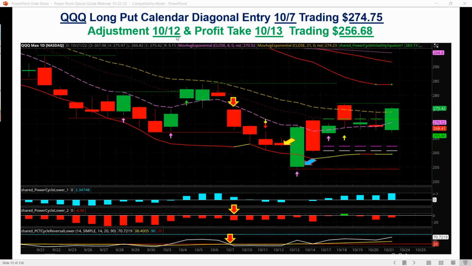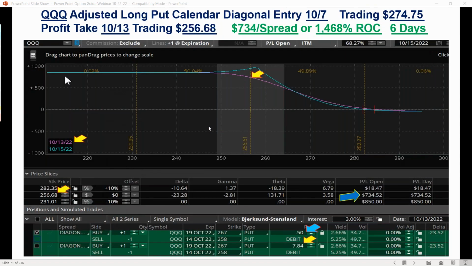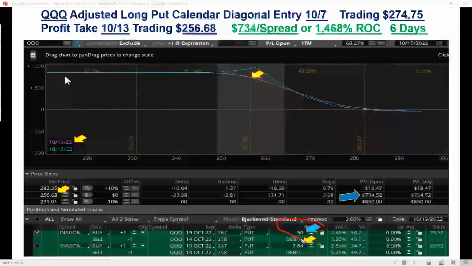With spreads, you chip away, singles, doubles, and occasionally you get these massive home runs. So we did the adjustment here, set up on the 7th, then adjusted it to a put calendar diagonal, but rolled down the long and short strikes, okay? So then took profit on the 13th when it's trading at 256. So what we did with this adjustment, we were able to roll this down. We had amortized down the cost, and we rolled the spread down. We had a spread cost now of $50.